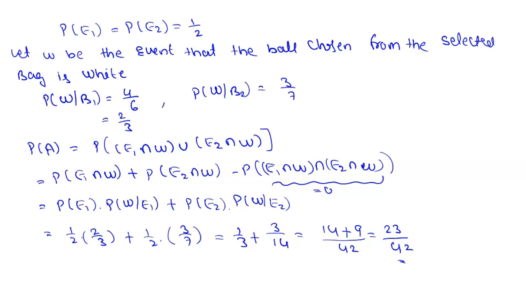This is the answer. So here A is nothing but we need to take a white ball, right? So we need to take a white ball. Let A be the event of getting a white ball, okay? Or you can take it as W also, nothing will happen, okay?